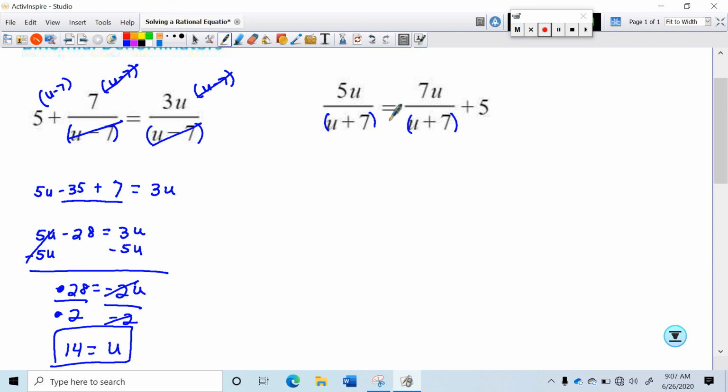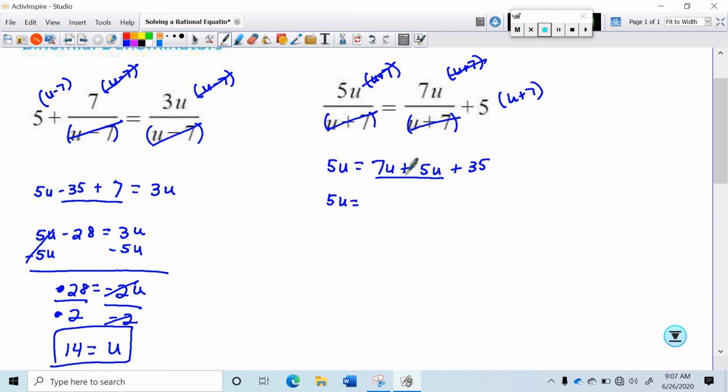Okay, so I'm going to put my common denominator with each term. Top cancels with bottom for the families. So I've got 5u equals top cancels with bottom, 7u plus, this is being multiplied. 5 times u is 5u, and 5 times 7 is a positive 35. So after the equal sign, I need to put my u's together. 7 plus 5 is 12u plus 35.